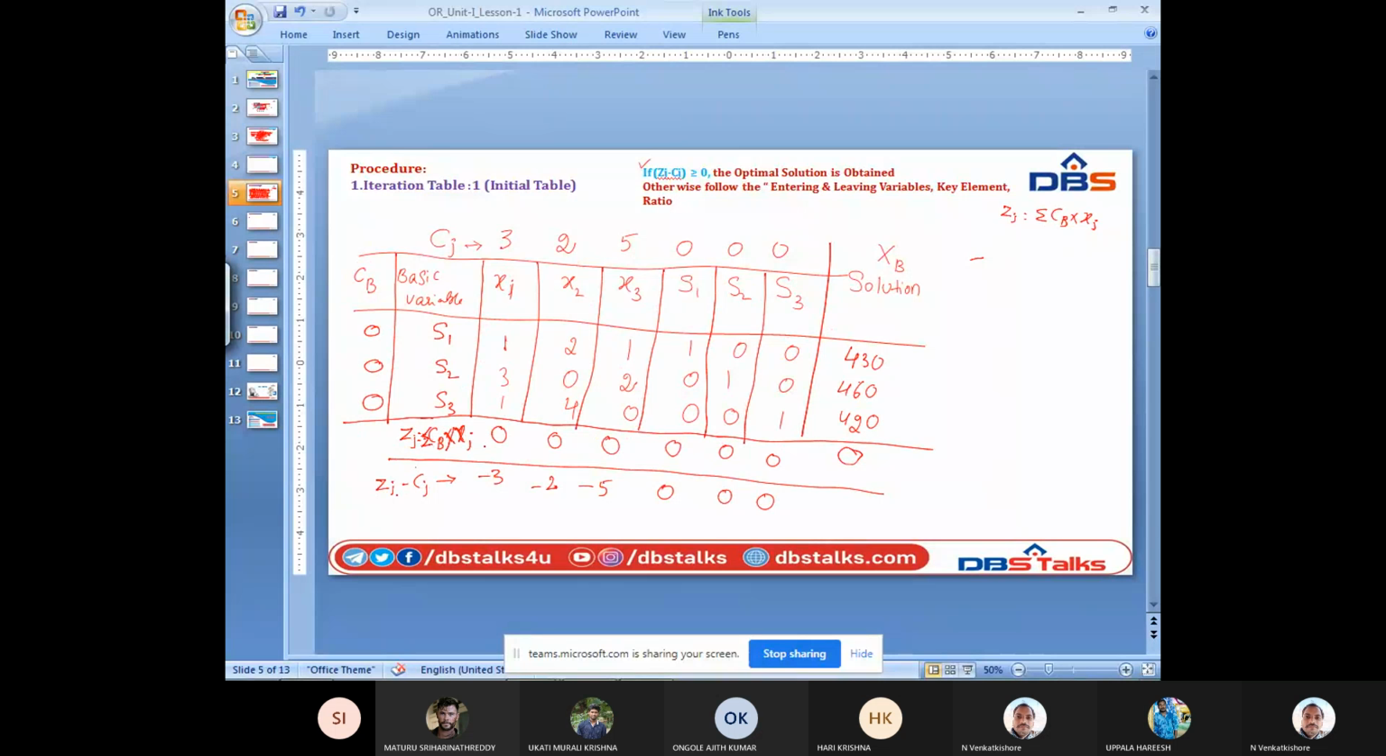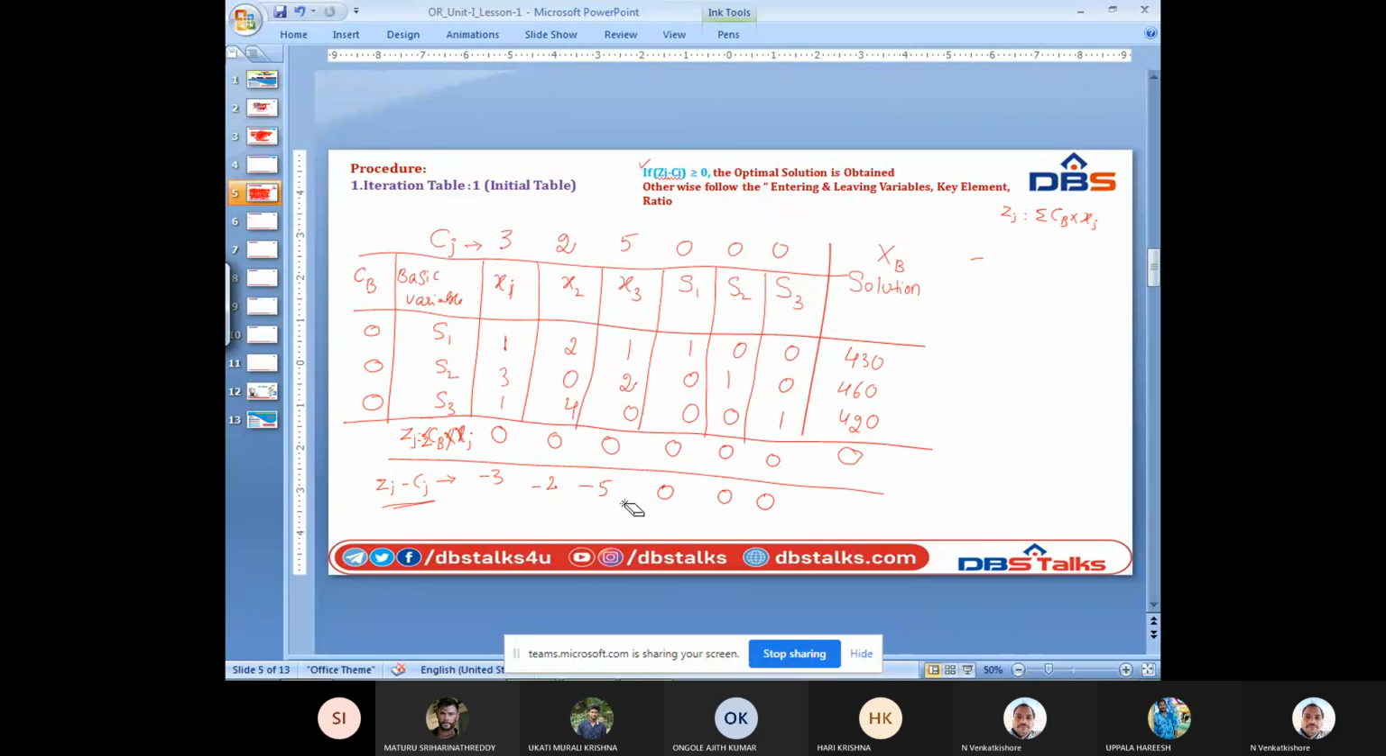So what are the values we are getting here? Zj minus Cj should always be greater than or equal to 0. Here the 0 is available under S1, S2, S3, and it is satisfied. But under x1, x2, x3, it is not satisfied, that is, Zj minus Cj is less than 0. So this condition is not optimum.